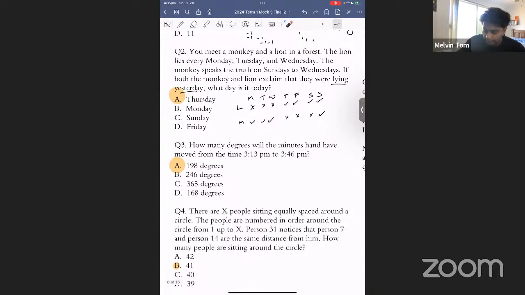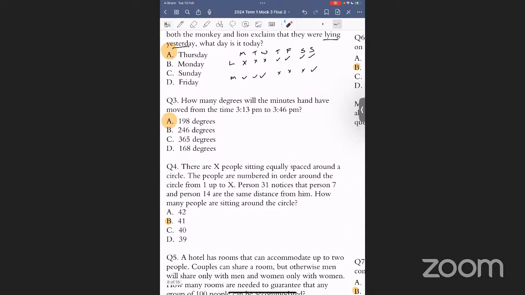If you check the other option, so on Monday, the lion has to lie. And if he says that he lied yesterday, well, he didn't lie yesterday. So it makes sense for the lion. But for the monkey, if the monkey said he lied yesterday, it doesn't make sense because he didn't lie yesterday and he doesn't lie on Monday either. And if you go all the way down, it just checks out for all of them. All right. Thank you.